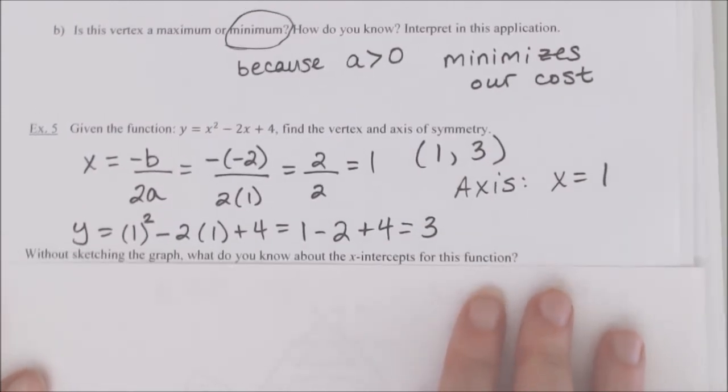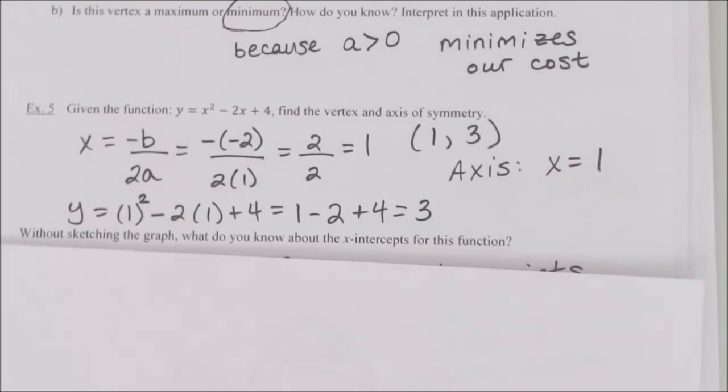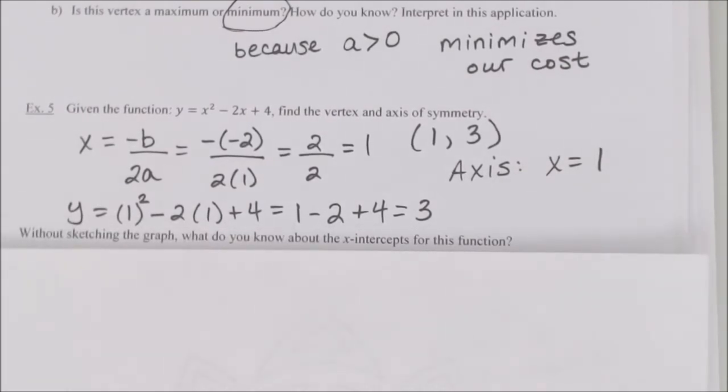Now the last part of the question says, without sketching it, what do you know about the x-intercepts for this function? So think about which way this graph would open. Since a was positive, it would open up, and our vertex was at the point 1, 3. So visualize that. 1, 3 would be in what quadrant? So that would be the first quadrant. And if it opens up from that point, are there going to be any x-intercepts?